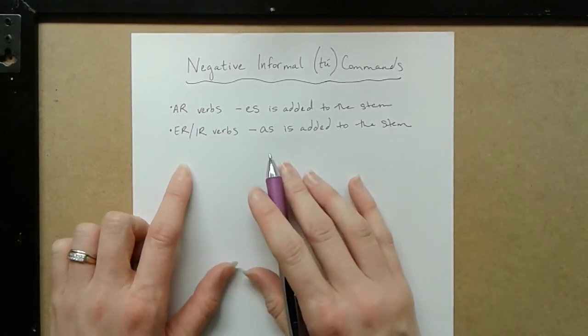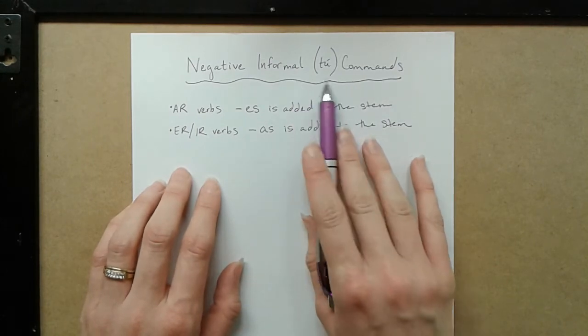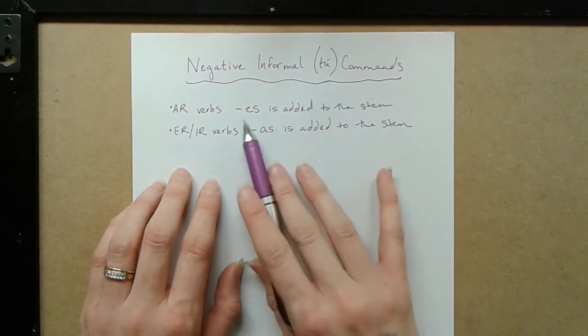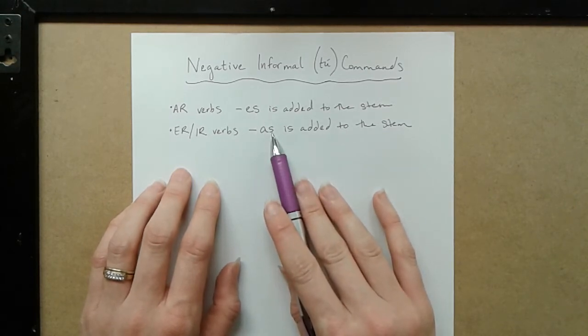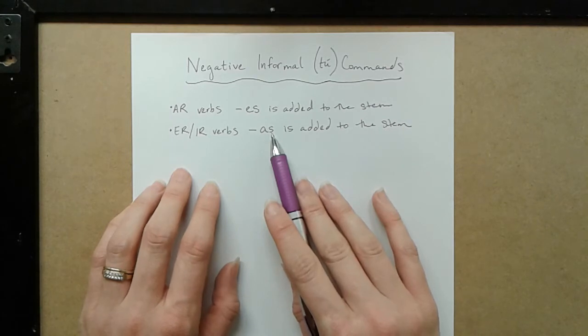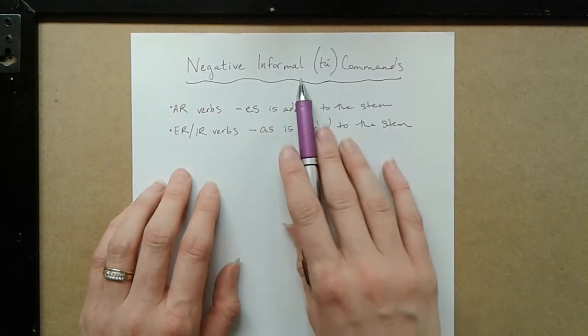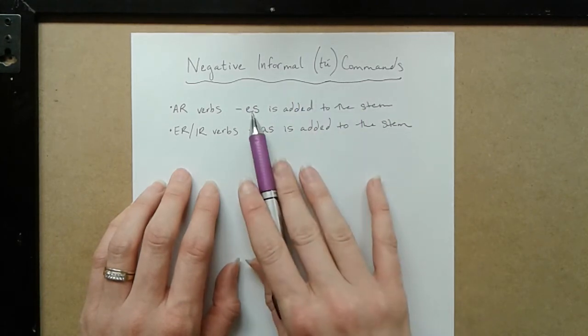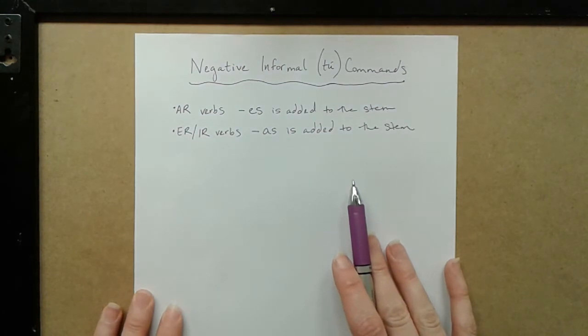So fairly simple. If you've already looked at formal commands for usted, this probably looks familiar except that you just add an S to the end. So that's the only difference between those two. But between affirmative and negative informal tú commands, the whole ending changes. So please keep that in mind.